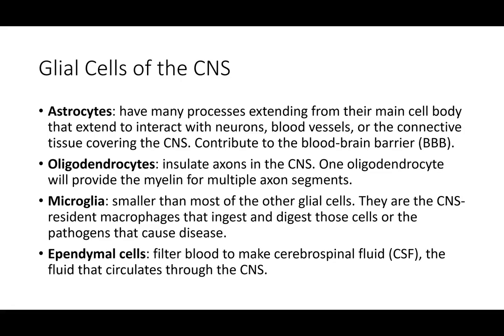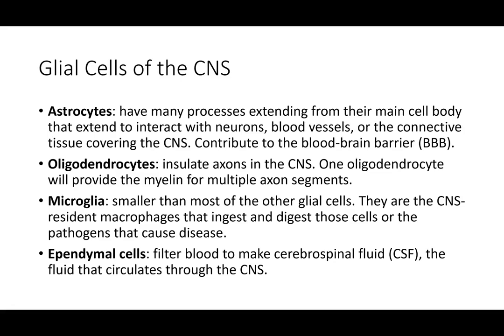Next up are oligodendrocytes. Their job is to help insulate the axons in the central nervous system. So a single oligodendrocyte cell is going to provide the myelin sheaths for multiple axon segments. So it's going to be working with multiple neurons.